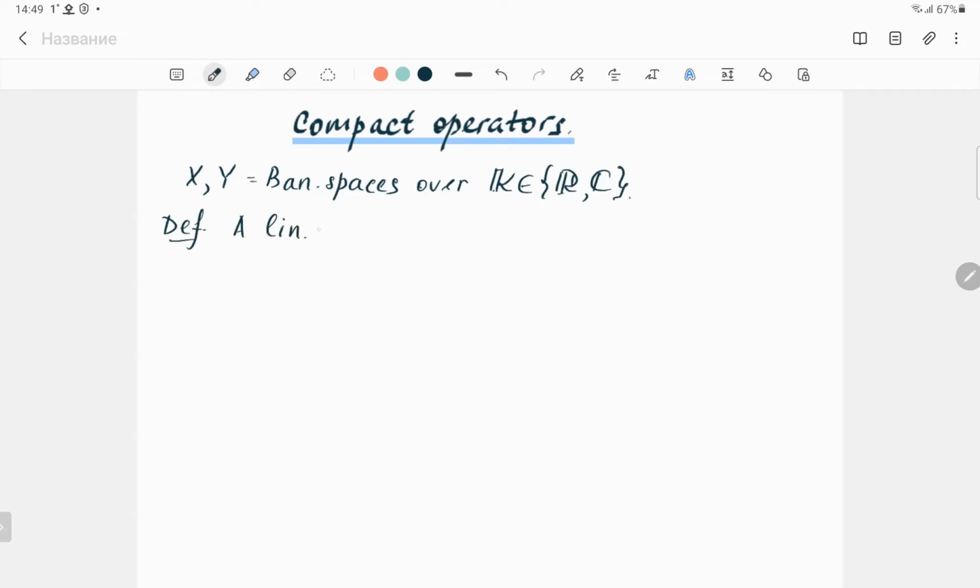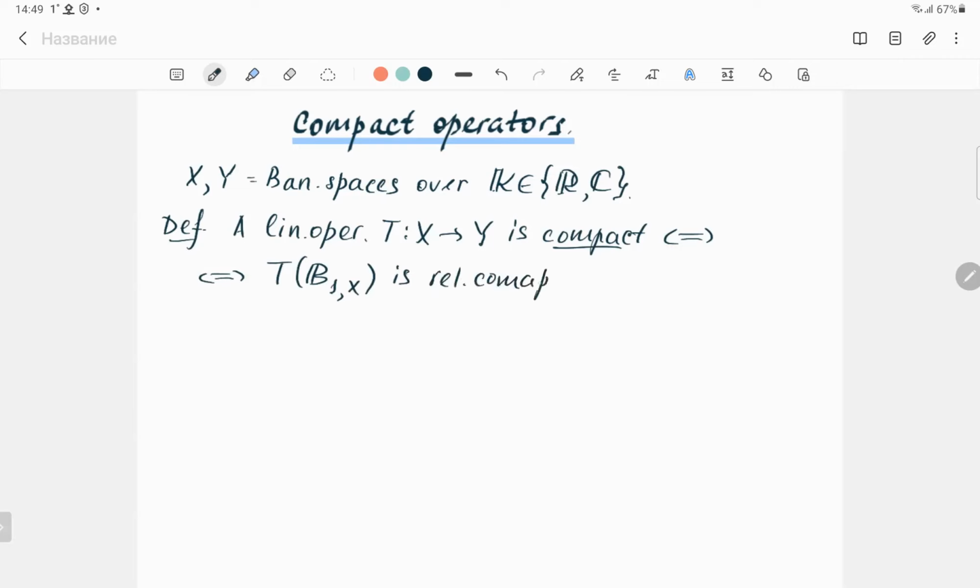We say that a linear operator T from X to Y is compact if the image of the unit ball of X is relatively compact in Y. Which means that the closure of the set is compact in Y. And since Y is a Banach space, so it is complete, we see that relatively compact is equivalent to totally bounded. This equivalence was discussed at the previous lecture.